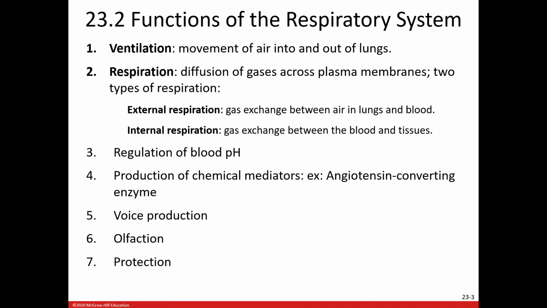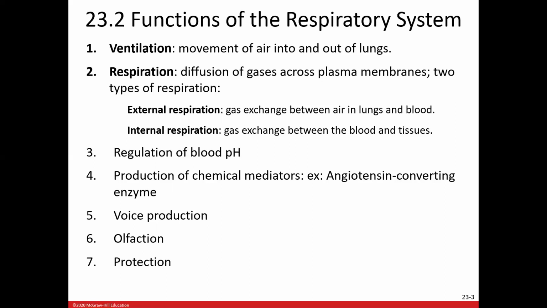So the respiratory system has a lot of different functions. The first and foremost is your ventilation and your respiration. So they sound very similar, but there is a difference. So ventilation is just about moving the air into and out of the lungs, just physically forcing it in or forcing it out, depending on what the body needs. Respiration is the actual diffusion of the gases, so the oxygen across the alveoli membrane into the bloodstream, and then carbon dioxide from the blood across that membrane into the lungs to be removed. So ventilation is just moving the air. Respiration is diffusing the gases across membranes.